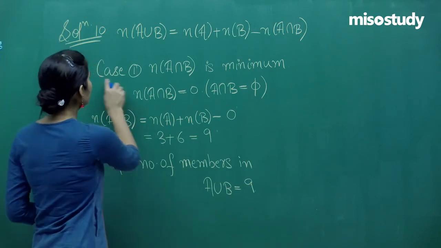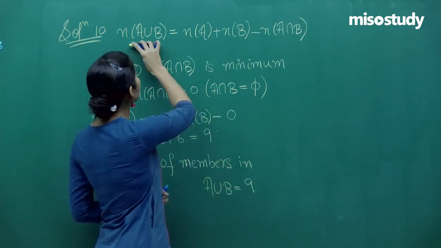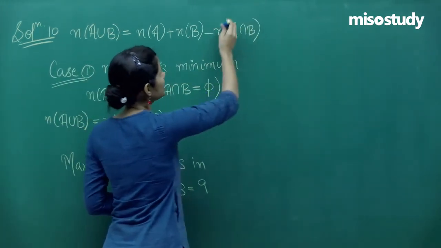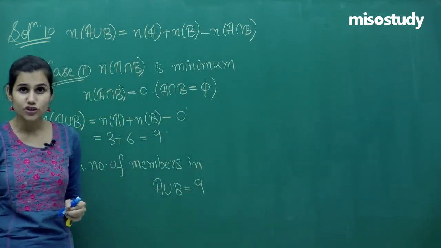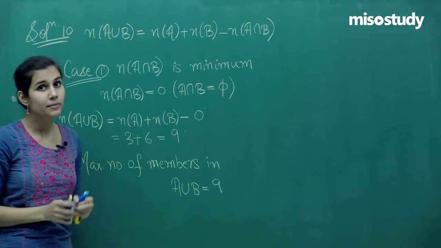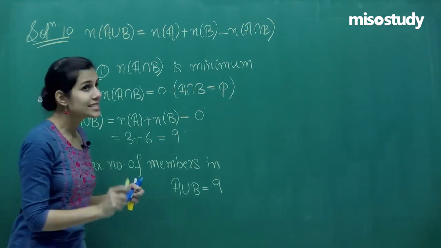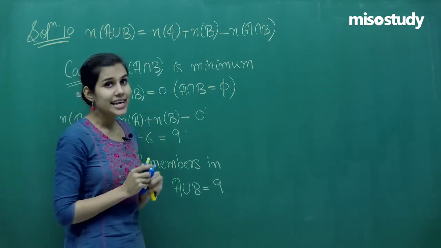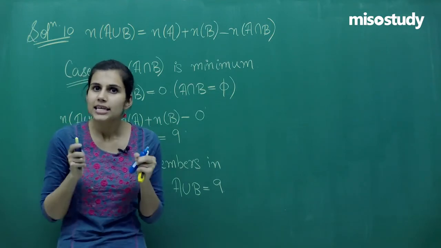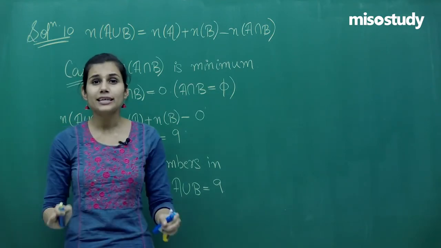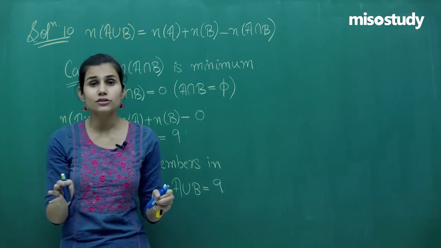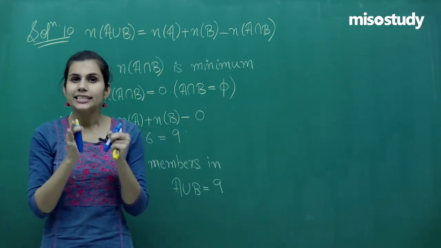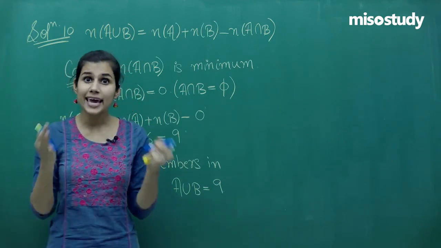Now it is the turn to calculate, after dealing with this case, the minimum number of members in A union B. If I subtract the maximum possibility of the number of members in A intersection B, I am going to get my minimum number of A union B. What is the maximum number of A intersection B? A contains 3 members, B contains 6 members. At most, all the 3 members of A can be contained in B, in which case the intersection of A and B comes out to be A itself.